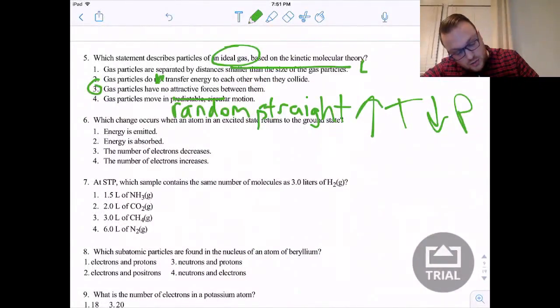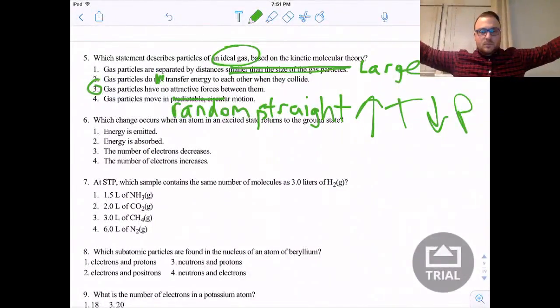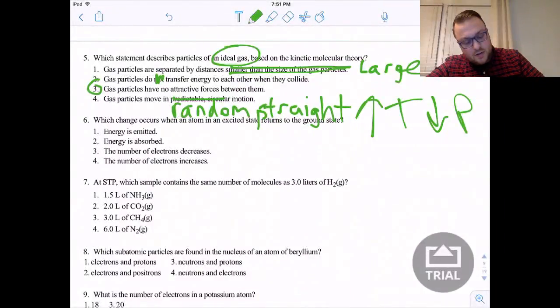I didn't know how else to reword that to fit the opposite of that answer. But they are very far apart. And then the only other thing that's not here is they have small volumes, which you would associate with the word negligible. That's the one that popped up all the time, was the word negligible. So they have very small volumes.